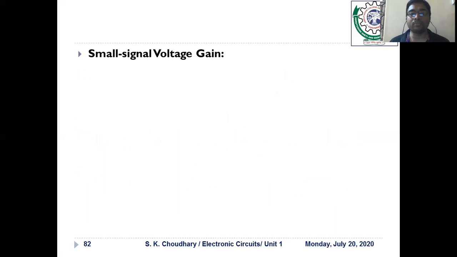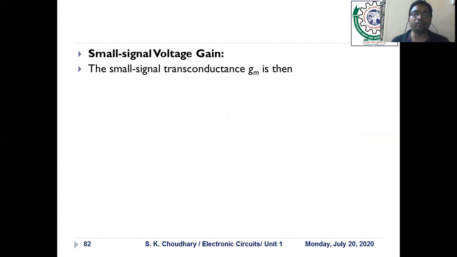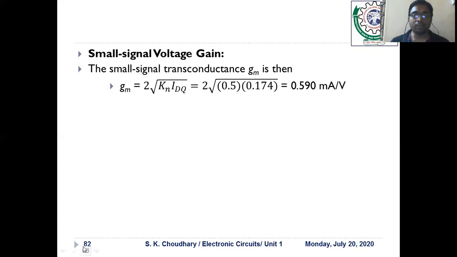So we have to now find out the small signal voltage gain. What is the formula for this? First of all, we know that for the voltage gain formula there is a requirement of the transconductance parameter gm. So we have to first find out gm, because it is not given in the question. We have defined two or three formulas for gm. One of them is gm equal to 2 into root under Kn into IDQ. All the parameters are available: 0.5, 0.174, so you get the value of gm as 0.59 milliampere per volt. Now it is helpful for finding out the voltage gain.